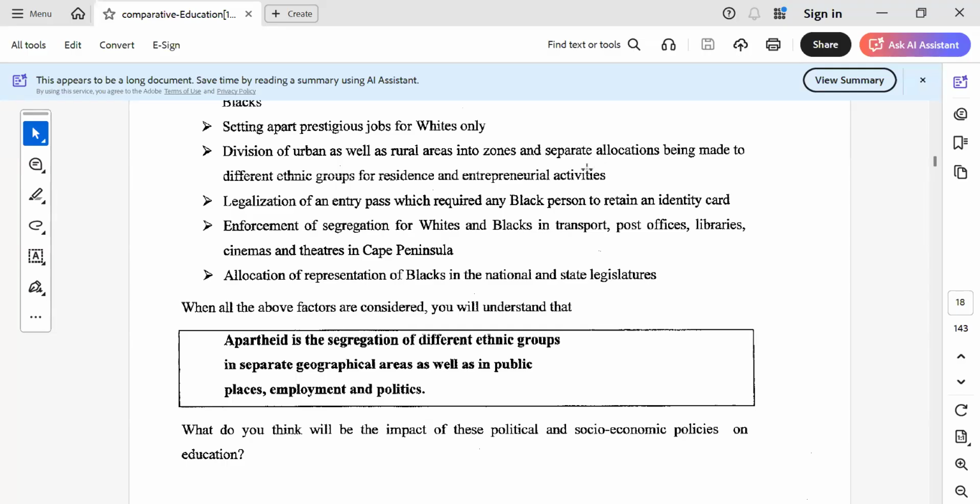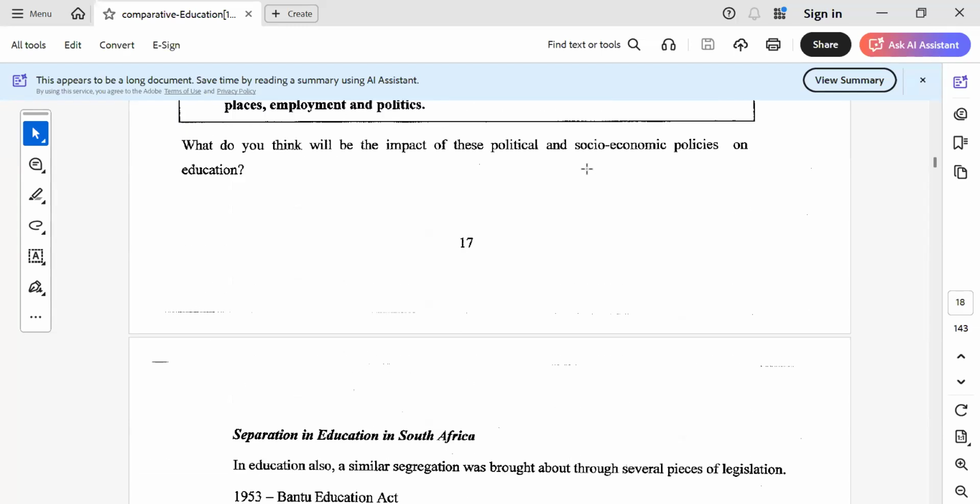So what do you think will be the impact of these political and socio-economic policies on education? They enforce the policy, now they got the approval and they are going to implement the apartheid policy. So the segregation is going to come, right? In certain areas, certain things can be done, right? So will they affect education? That is the question, right?